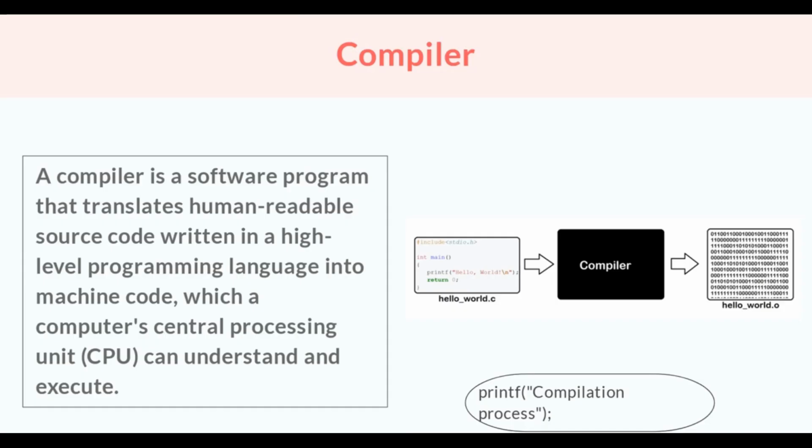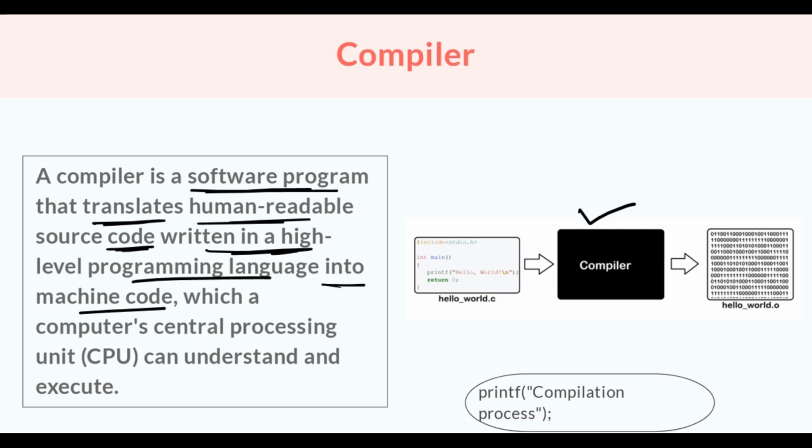Basically, a compiler is a software program that translates our human readable source code, which is written in a high level programming language, into machine code. What does it mean? Simply, the compiler is translating our source code into the machine code. That's it about the compiler. And this machine code can be understood by our CPU, that is our computer, and can execute it.